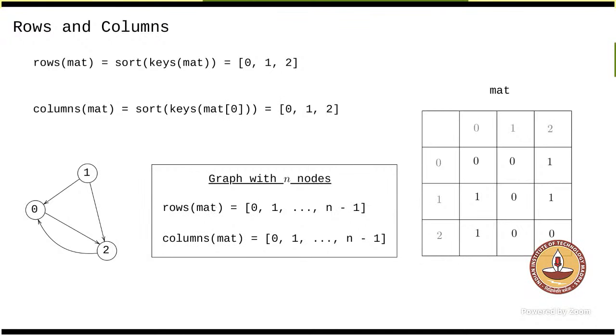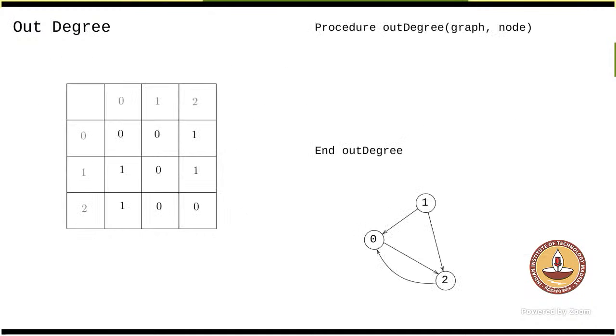Okay, so now we have all the things we need to solve some simple problems. Let's look at the first problem. We have to find the number of outgoing edges from a given node in a graph. So we have to complete this procedure, out degree. Given a node, let's say 1, it's going to find out how many outgoing edges it has. In this case there are 2, so it should return the answer as 2.